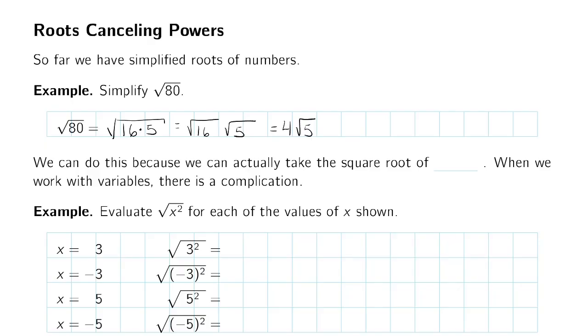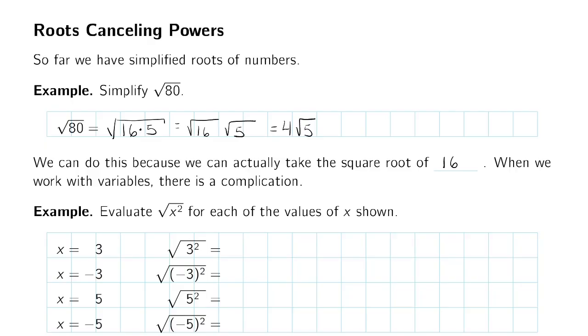And we can do this simplifying. The reason that this simplifies is that we can actually take the square root of 16. We know what the square root of 16 is. It's just the number 4. When we're working with variables and we have something that we can take the square root of, there's a complication that comes up.